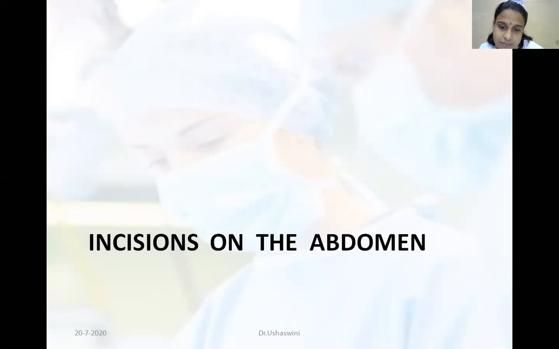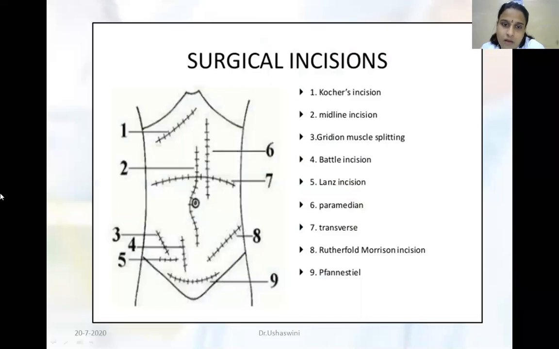Coming to the incisions on the abdomen, you have to know there are certain named incisions that are given on the anterior abdominal wall for certain surgeries. Firstly, Kocher's incision or the right subcostal incision. This incision is given to explore for the surgeries on the liver and the gallbladder. Cholecystectomy, you must have seen that we usually give this Kocher's incision.